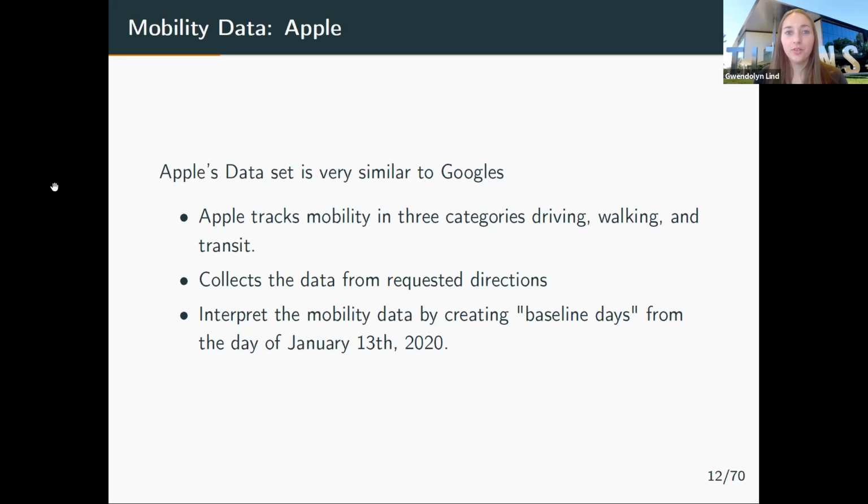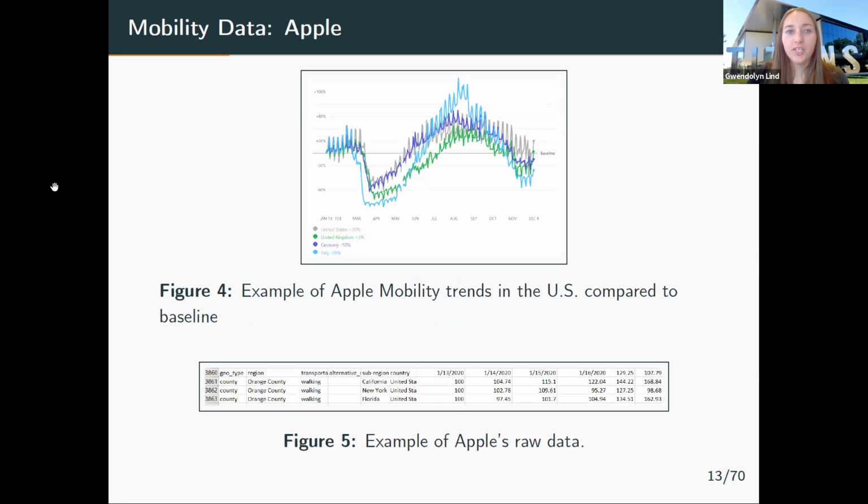And then similar to Google, to interpret the mobility data, they created a baseline day, but it's only for 1 day of January 13th. So looking at the visual here of what the data looks like, the data is reported a little differently than Google. So Google's metric was a positive or negative number, and it determined the increase and decrease from the baseline. But while Apple metric, shown in figure 5, shows the metric to be a number such as 109.61 or 95.25. So we can interpret it the same way as Google. So for example, on January 15, 2020, there was a 9% increase in the baseline in walking when you see the number 109.